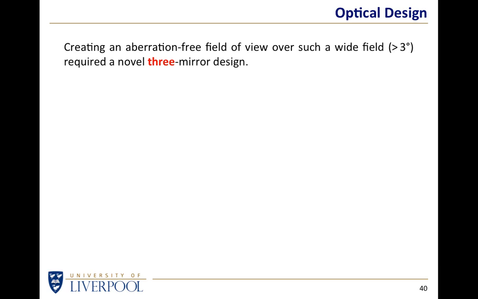What about the optical design? How on earth do you manage to get a wide field but still keep everything absolutely pin sharp? There's no point in having a wide field telescope if the stars and galaxies are going to be a little bit distorted or fuzzy in the corners. You've got to keep absolutely everything pin sharp and, where possible, absolutely aberration free. And it's been done for the LSST in a very novel three mirror design.